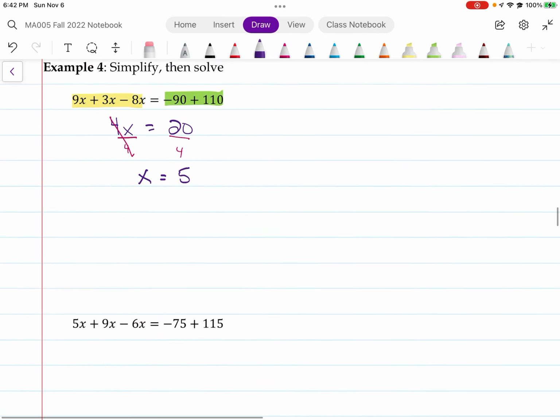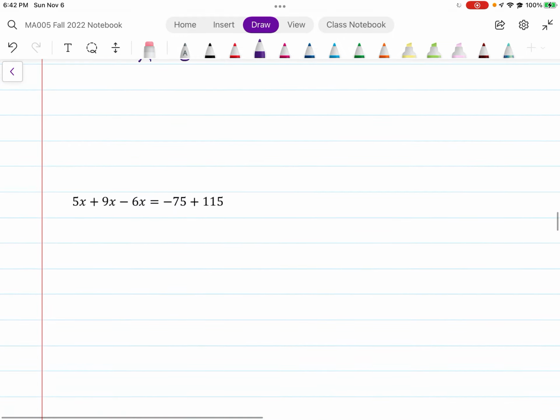All right, so next one. Try this one and then come back and see if you got it right.